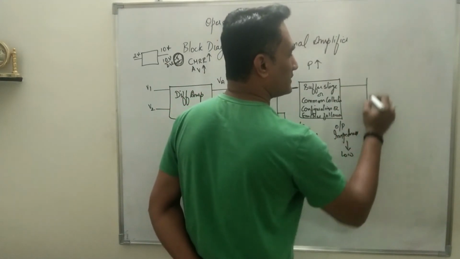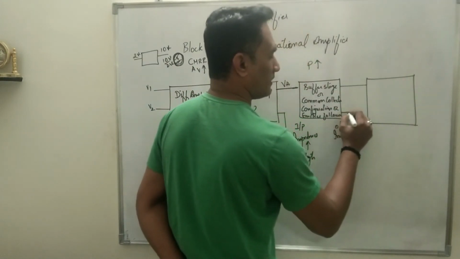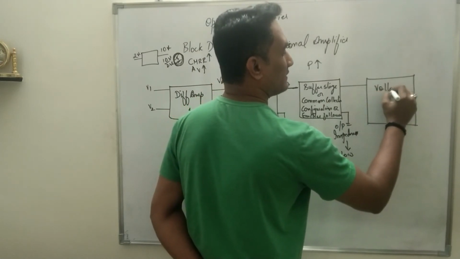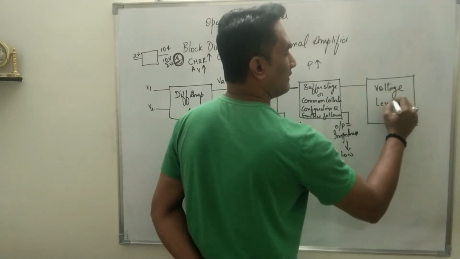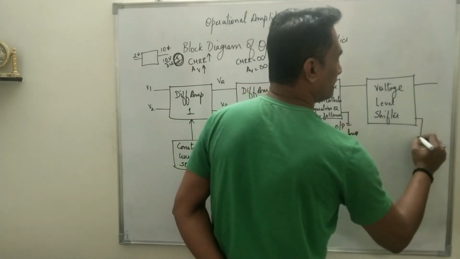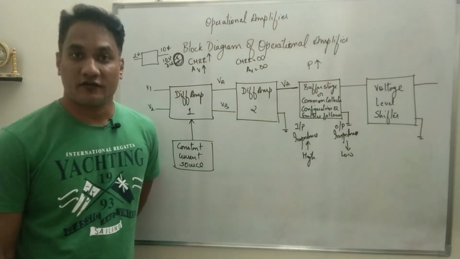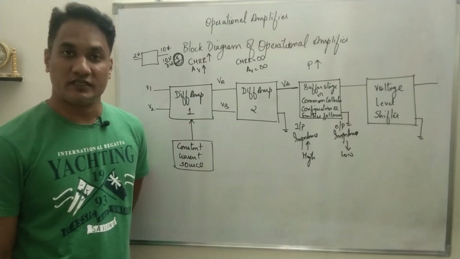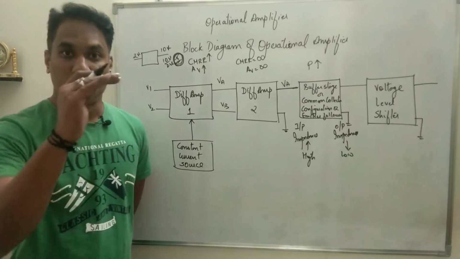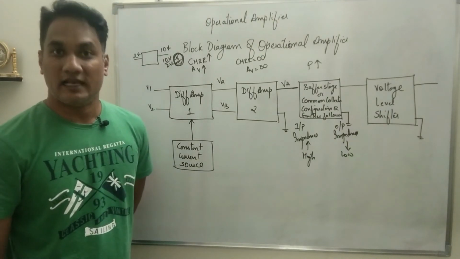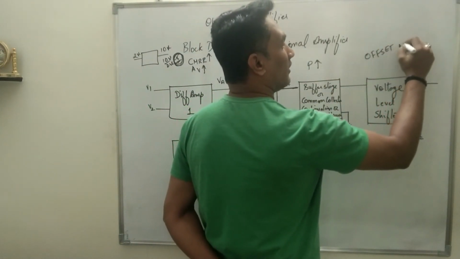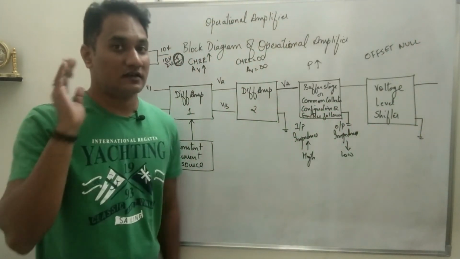So at the output stage, the fourth stage is the voltage level shifter. That means in the absence of an input signal, the output must be 0. If the output is not 0, the output has to be brought back to its 0 level. That process is called offset null. Please listen to it carefully.